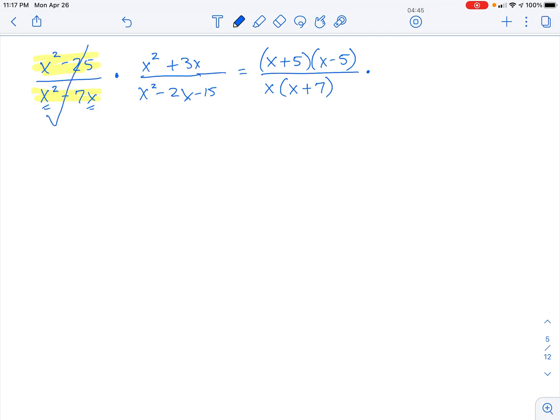All right, that takes care of this one. Now let's look at this one over here. So the top part of this, the numerator of this fraction to the right, allows us to factor out another x here. And let's look at the bottom. We can factor that into binomials.